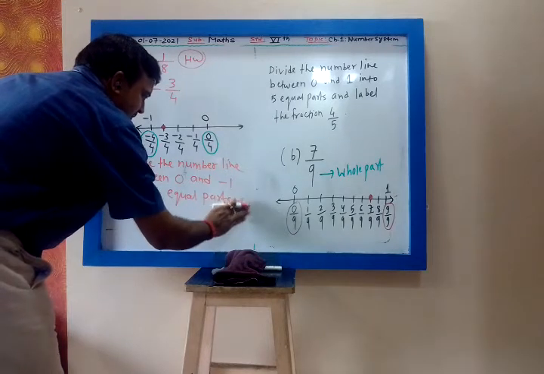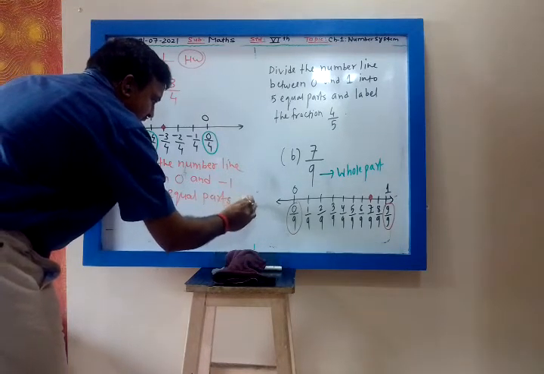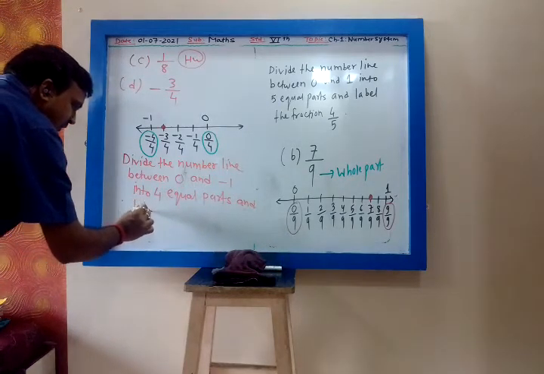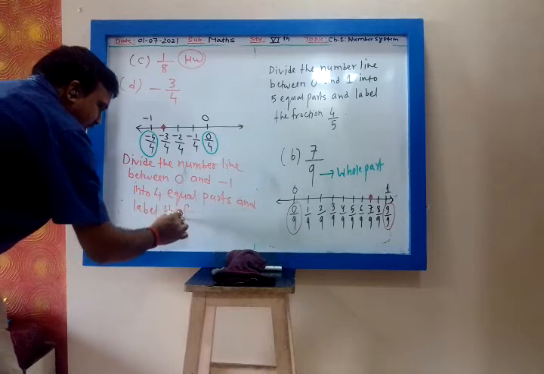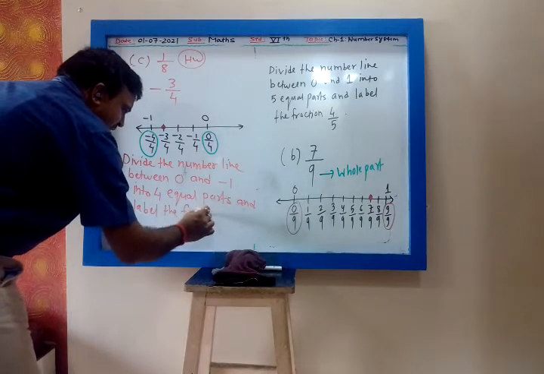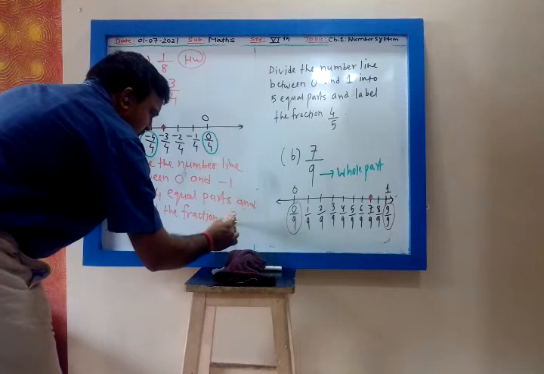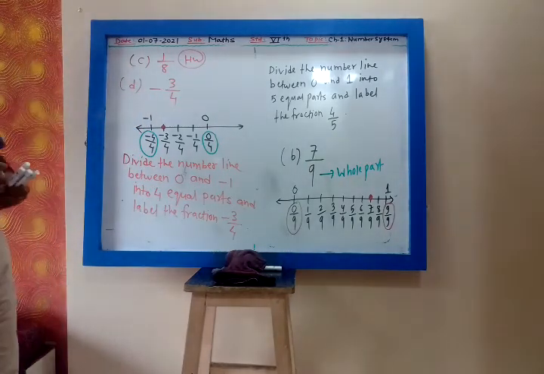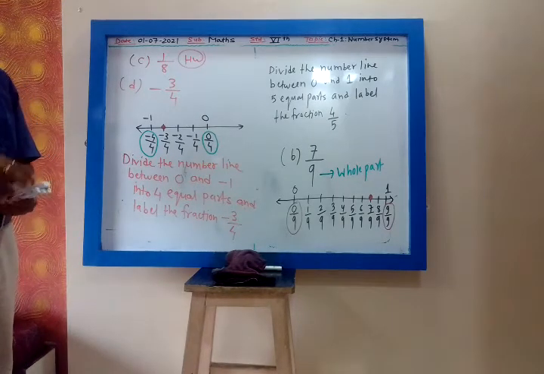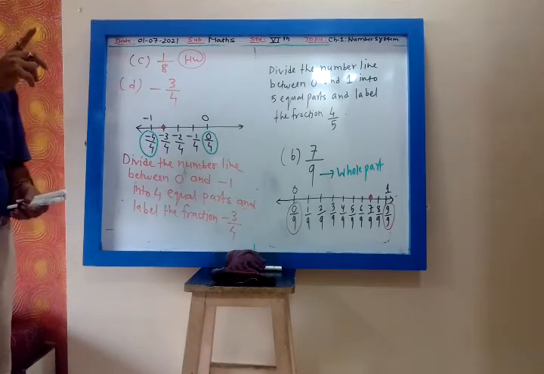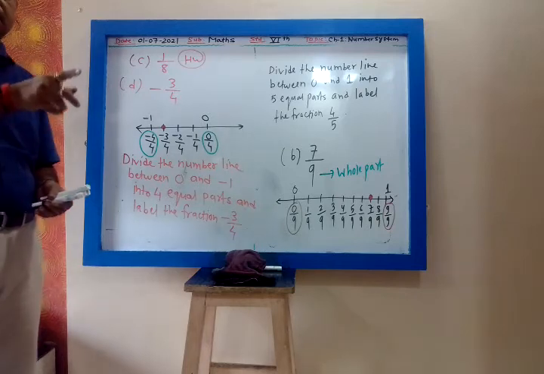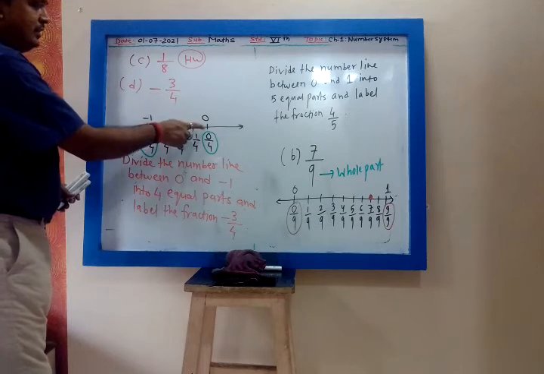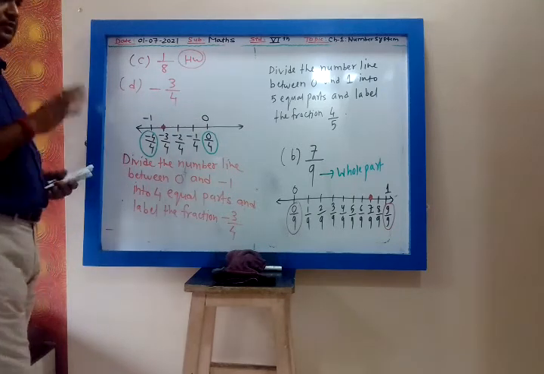And label the fraction minus 3 by 4. So whenever the number is negative, you have to divide the number line between 0 and minus 1. Whenever the number is positive, you have to divide the number line between 0 and 1. This you remember. Number is positive, divide the number line between 0 and 1. Number is negative, divide the number line between 0 and minus 1. That's all.